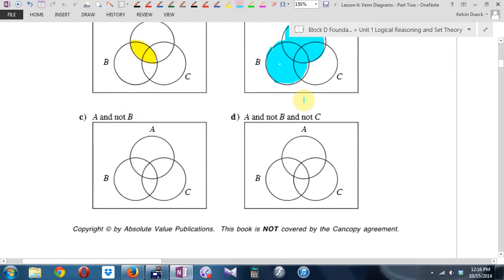C, A and not B. A and at the same time not B, I think would be this, yeah? Because they didn't say I couldn't include C. A, so everything from A, and at the same time not B, and at the same time not C.